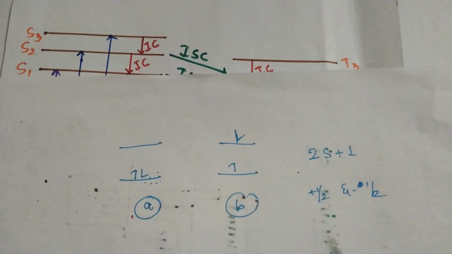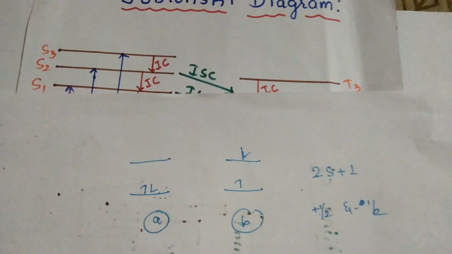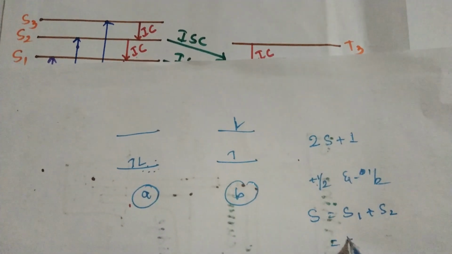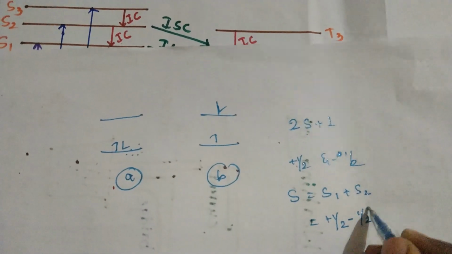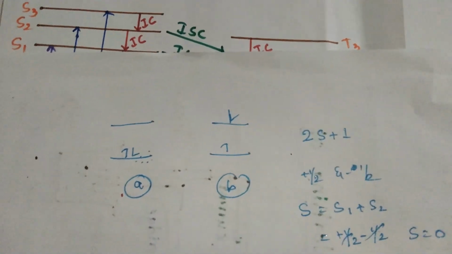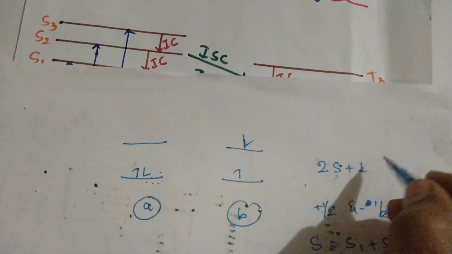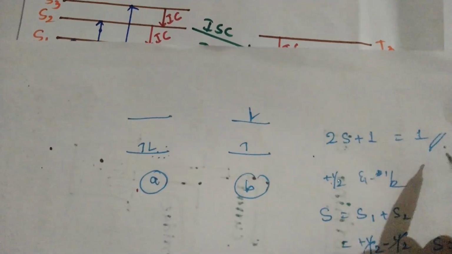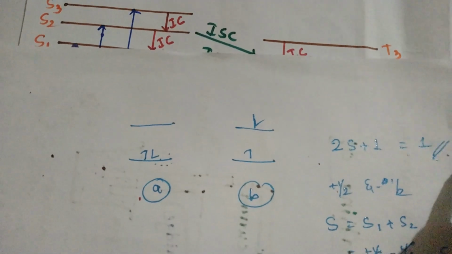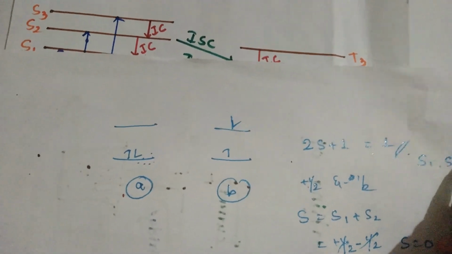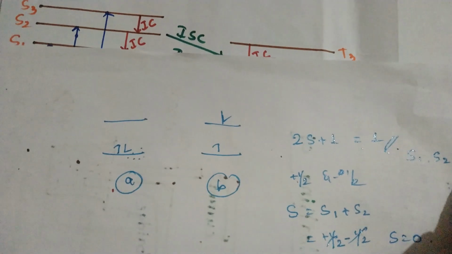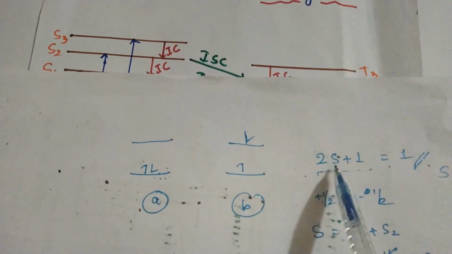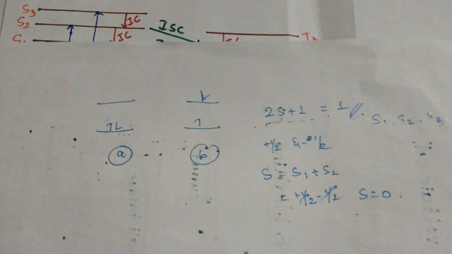S equals S1 plus S2. So we have plus half and minus half, both get cancelled, and we get S equal to 0. Now substituting in 2S plus 1, we get 1. This is called the singlet excited state. It is denoted by S, and the successive energy levels are S1, S2, S3 and so on. When you substitute the S value, you get a singlet excited state.